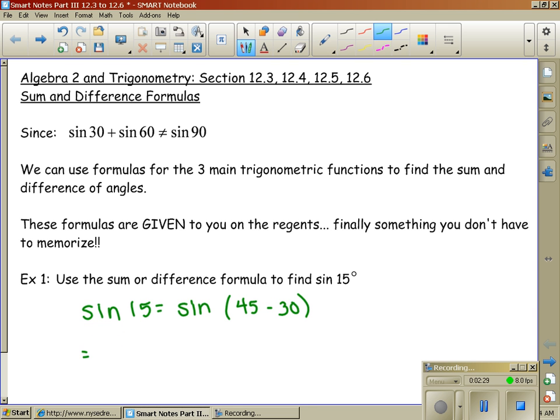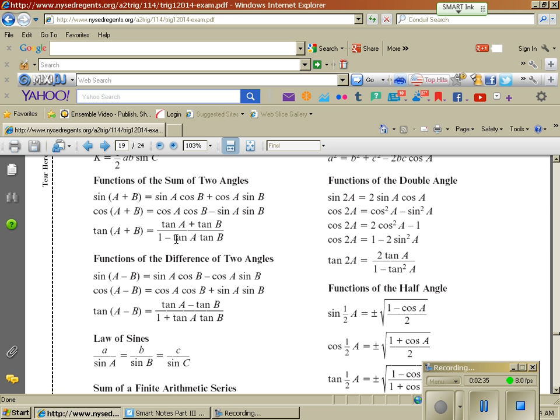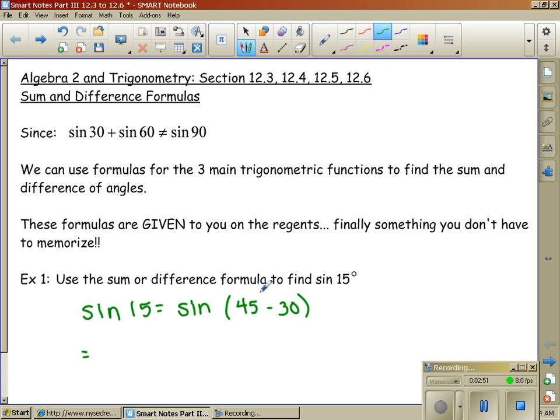Okay. Then it's the easy part. We're going to the formula sheet. Sine of 45 minus 30. So difference, right? Difference of two angles. Sine of A minus B, 45 minus 30. Sine A cosine B minus cosine A sine B. Okay? So we're going to call the 45 the A, and we're going to call 30 the B.